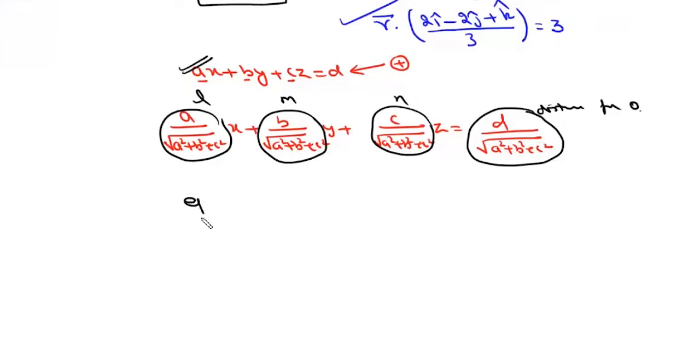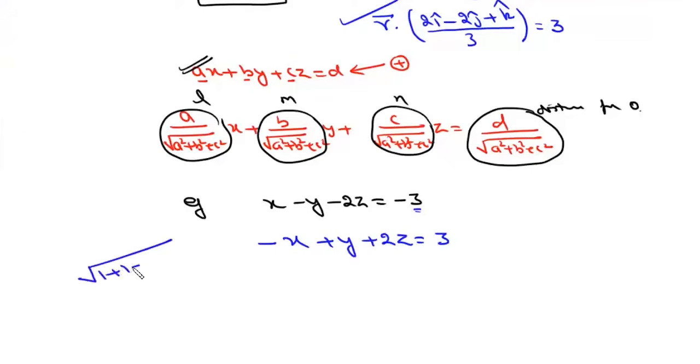So for example, suppose we have this plane, x minus y minus 2z equals minus 3. Now we have to change it into normal form. We'll take the minus sign to the left hand side, so we'll write minus x plus y plus 2z equals 3. Now a is minus 1, b is 1 and c is 2. The square root of a square plus b square plus c square will be root 6. So we'll divide everything by root 6. So it will be minus 1 by root 6 x plus 1 by root 6 y plus 2 by root 6 z equals 3 by root 6.